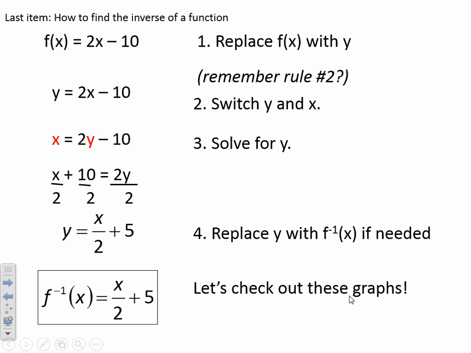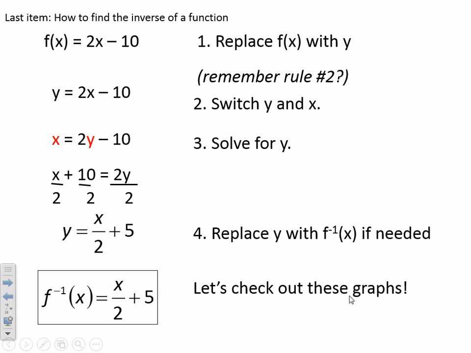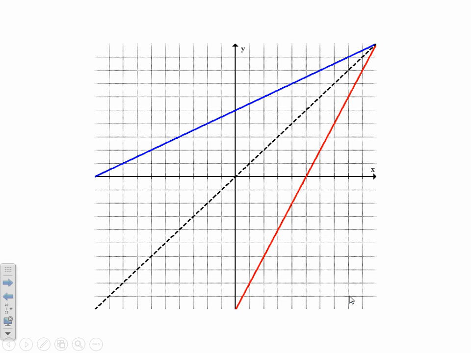Let's check out these graphs of these two functions. Remember what the graphs of the inverses were supposed to look like? How they were reflected over the line y equals x? In blue is the line x over 2 plus 5, right here because there's the plus 5 for the y-intercept and a slope of 1/2. In red here is the other line, the 2x minus 10 with an intercept down here at negative 10 and up to over 1.